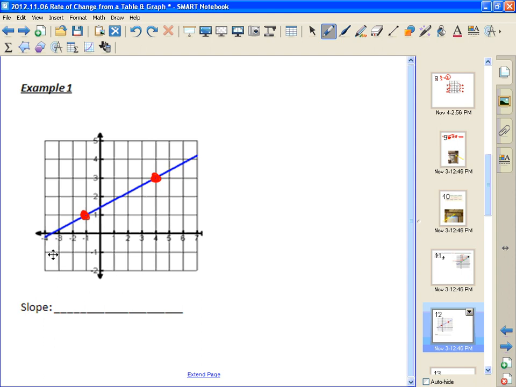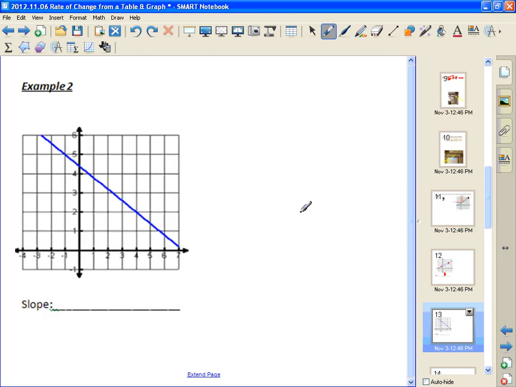So to find the slope of this line, I have to count up and over to see how many I have to go. So I count up 1, 2, and then I count to the right 1, 2, 3, 4, 5. So I counted up 2, right 5, which means that I have a slope of 2/5. Also notice that this line is going up. It is increasing, which makes it a positive slope. So because the line is going up and to the right, I have a positive slope of 2/5.